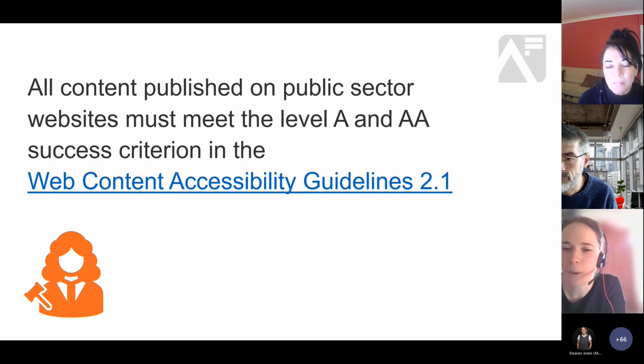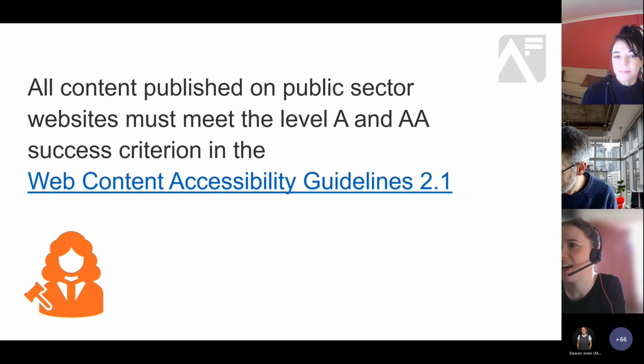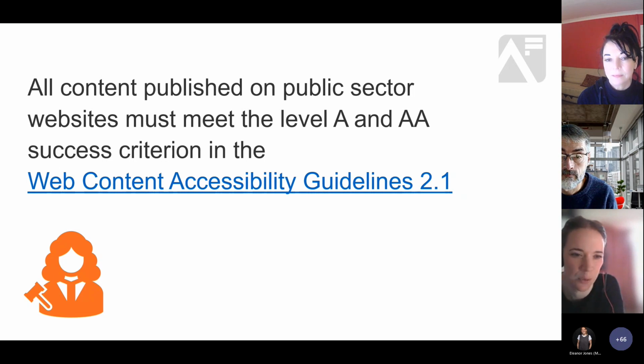If you publish on public sector websites, which I'm guessing some of you might be, you are covered by the legislation that came into force in 2020. This says that all content published on public sector websites must meet the A and AA success criteria in the Web Content Accessibility Guidelines 2.1, which are often referred to as WCAG. They've been updated this year. What I've basically done is gone through the success criteria, done a bunch of research and tried to apply them to data viz, and also done it in the past for spreadsheets. So that's where everything is based on the accessibility guidelines.